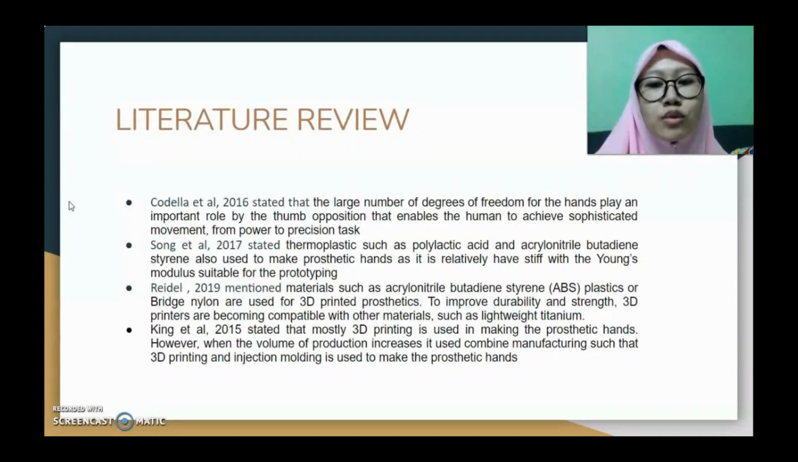This is actually to improve the durability and strength, after 3D printers became compatible with other materials such as lightweight titanium. So for the process, King et al. 2015 stated that mostly 3D printing is used in making prosthetic hands. However, when the volume of production increases, it is combined with other manufacturing such as injection molding to make the prosthetic hands.